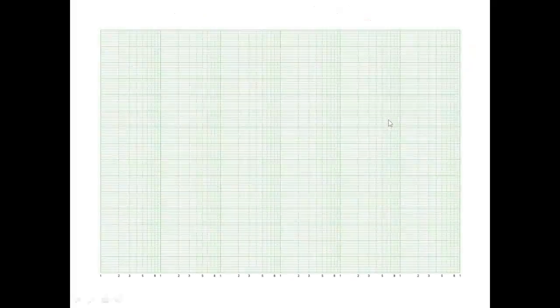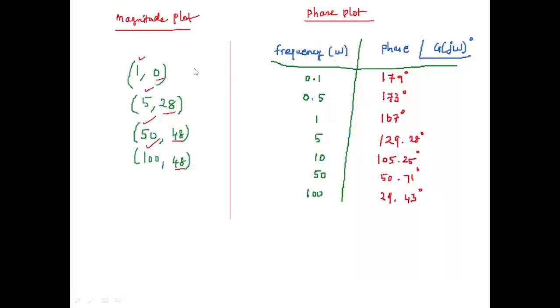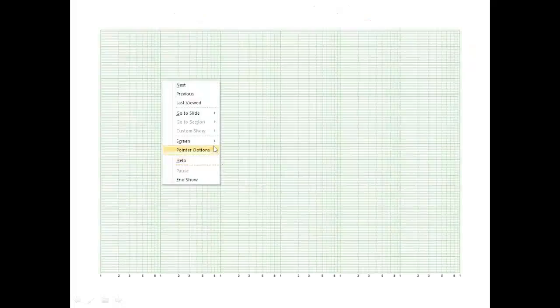Now we will go to the Simulink sheet. Before going to the Simulink sheet, we have to decide the scale, right? Here the magnitudes vary from 0 to 50 dB. Let me give more importance to positive values, so let me give the value accordingly.